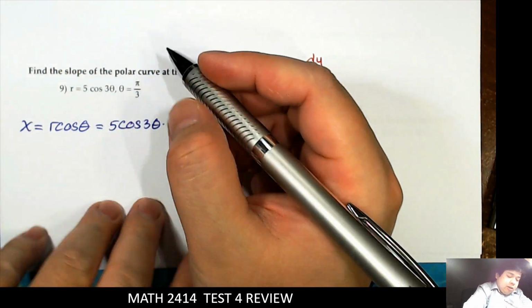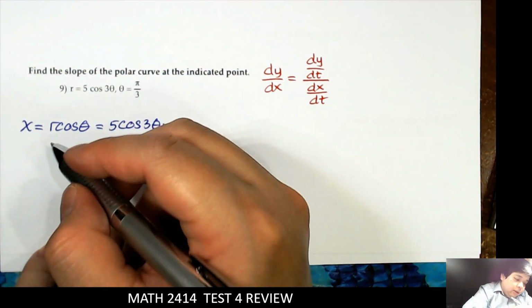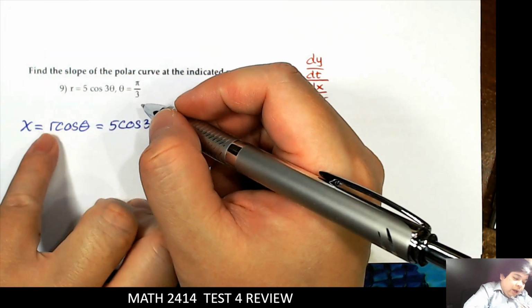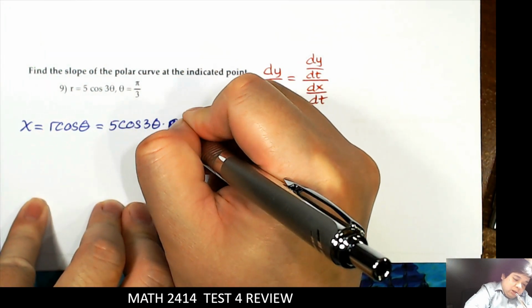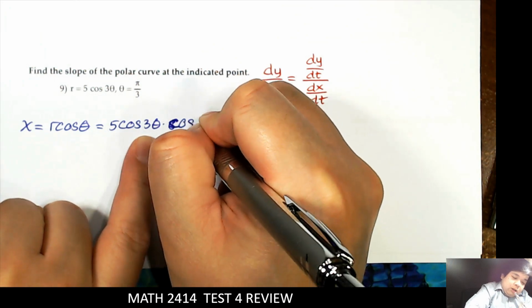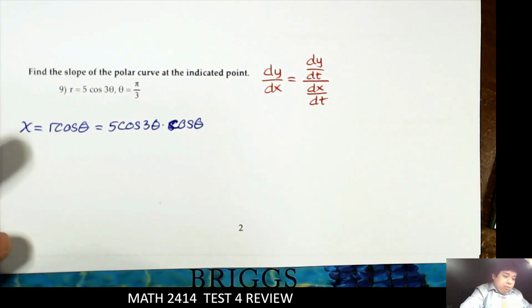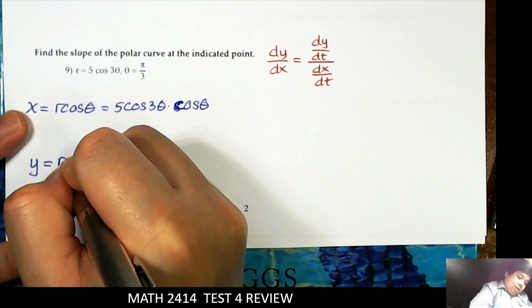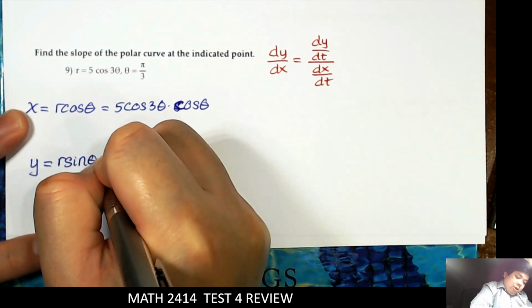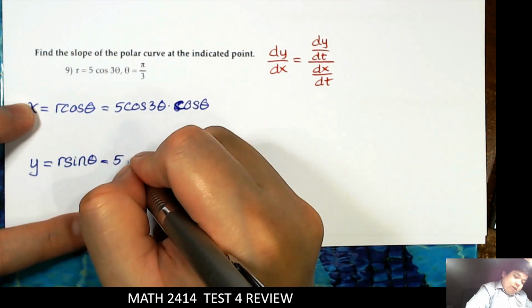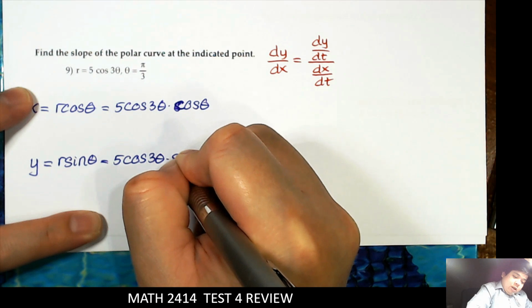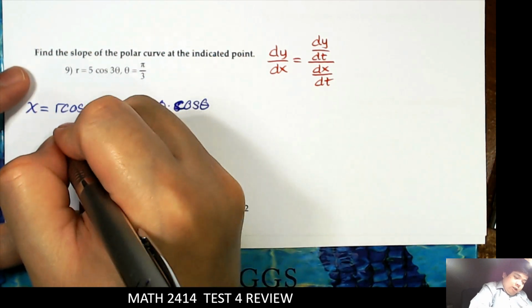And then sine theta. X is r cosine theta, so that's r times cosine of theta, which is 5 cosine 3 theta times cosine of theta. And then y is r sine theta, which is 5 cosine 3 theta times sine of theta. Now we take the derivative with respect to theta.